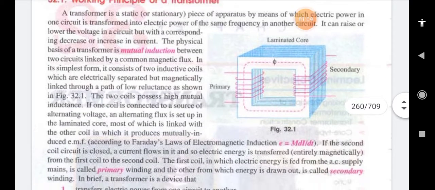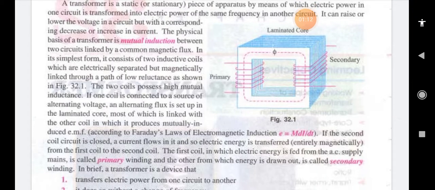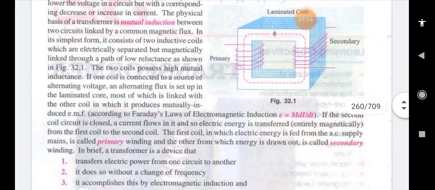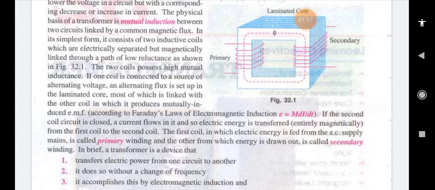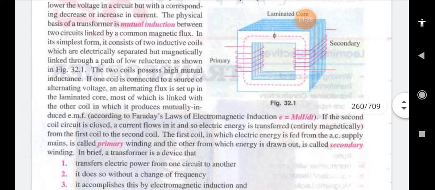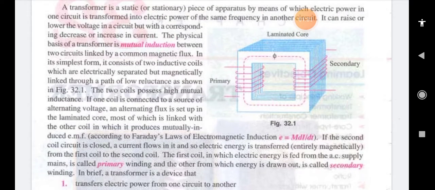In its simplest form, it consists of two inductive coils which are electrically separated but magnetically linked through a path of low reluctance. The diagram is shown on your screen. You can see the primary and the secondary winding. They are electrically isolated but magnetically coupled, and the core is laminated and contains a high amount of silicon so as to reduce the hysteresis loss.